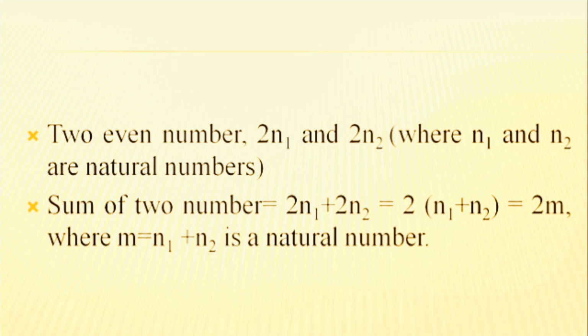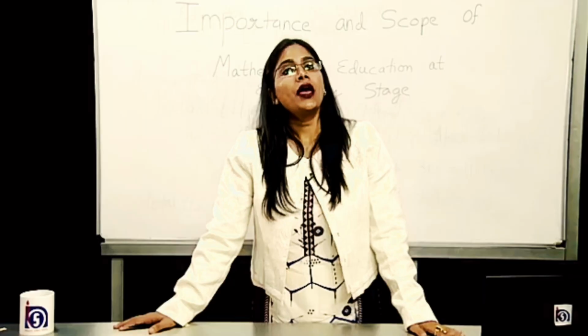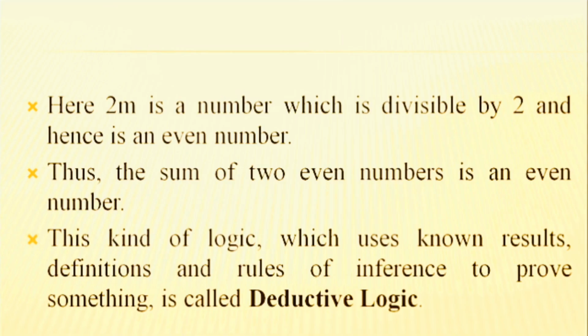That makes 2(n1 plus n2) equal 2m, where m equals the sum of natural numbers, that is n1 plus n2. Here 2m is a number which is divisible by 2 and hence is an even number. Thus, the sum of two even numbers is an even number. This kind of logic, which uses known results, definitions and rules of inference to prove something, is called deductive logic.